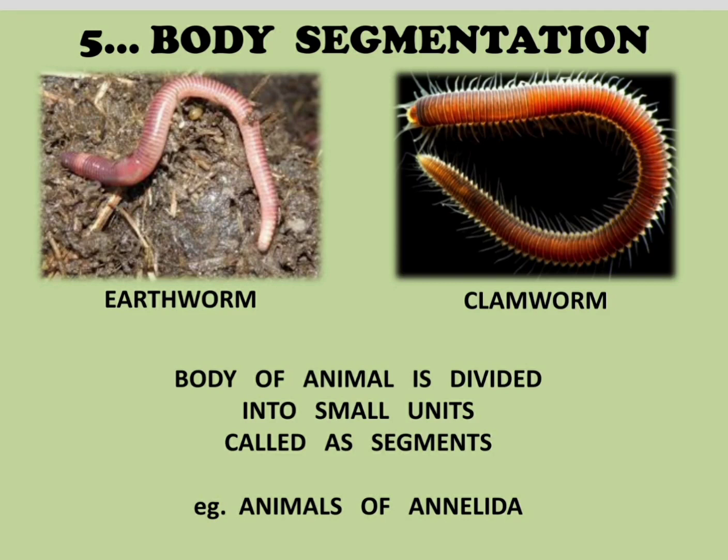So here I have put up pictures of two animals. First one is an earthworm and the second one is a clamworm. If you have a look at these pictures clearly, you can see that the body of the earthworm and the body of the clamworm is divided into a number of small tiny units called segments. So those animals which have segments come under the class of Annelida.